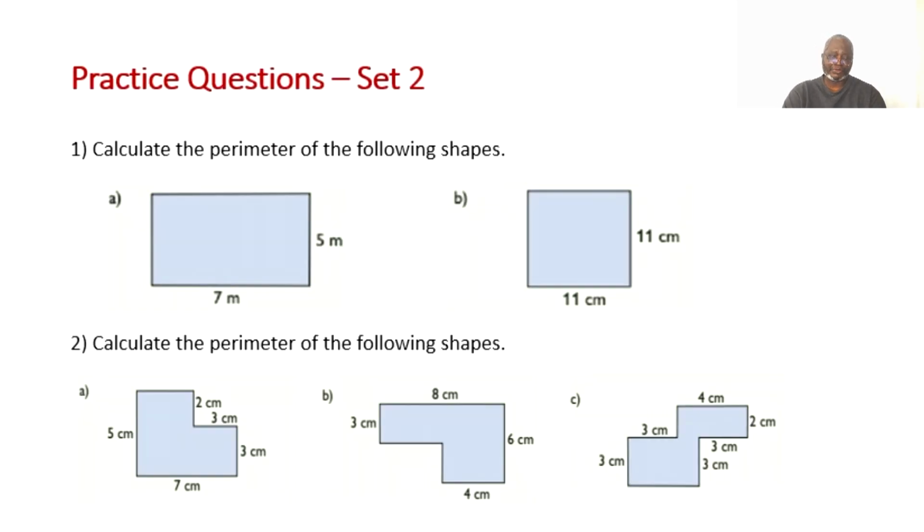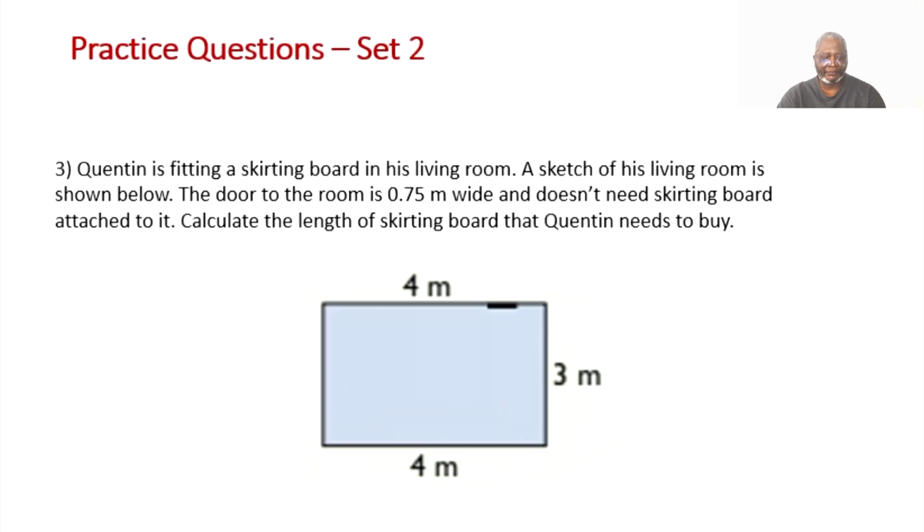Do these practice questions first, set 2, and familiarize yourself with the method of finding the size of the unknown side and then working out perimeters in different ways. You have question 1A and B, question 2A, B and C. And then you have question 3, which is a rectangle, and that is very straightforward. But it is in the form of a problem that you have to read and understand.